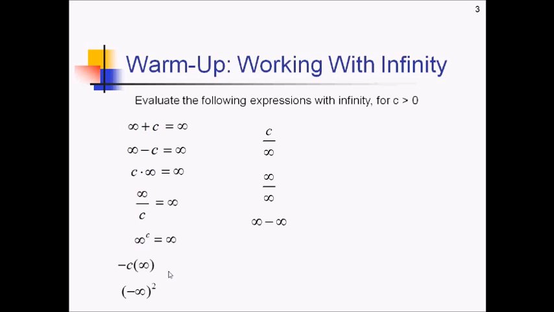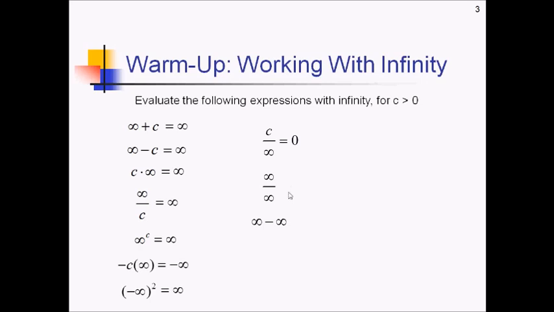Here's where it gets a little interesting, though. If you multiply by a negative, you can change the direction of infinity to be negative. And if you square a negative infinity, it follows normal sign rules and becomes a positive infinity. Now here's where it gets even more interesting. If we take a constant and divide it by infinity, well, if your denominator is getting larger and larger and larger, that means your whole fraction just keeps shrinking until you eventually get to 0.